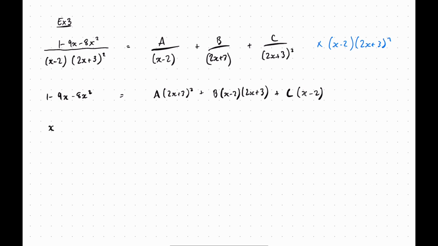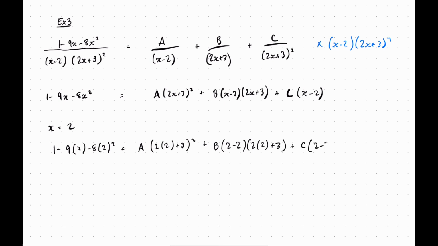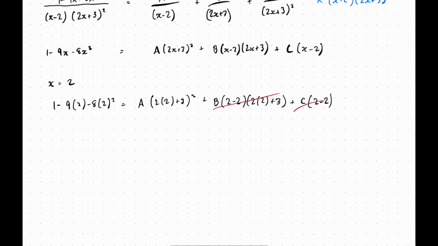So I'm just going to get rid of c, which is using the value x is equal to 2. So that's going to give me 1 minus 9 lots of 2 minus 8 lots of 2 squared is equal to a, 2 lots of 2 plus 3 squared, plus b, 2 minus 2, 2 lots of 2 plus 3, which is just going to be 0, plus c, 2 minus 2, which is also going to be 0. So these things disappear. Nice, easy. Leaving me with 1 minus 18 minus 32. So that's minus 39, is it? 49?